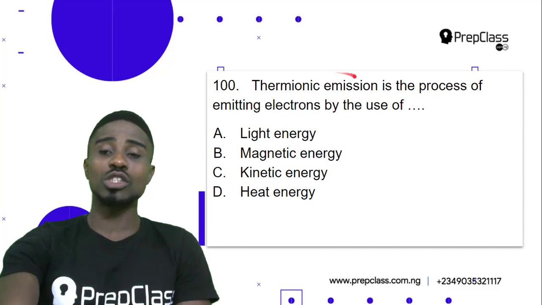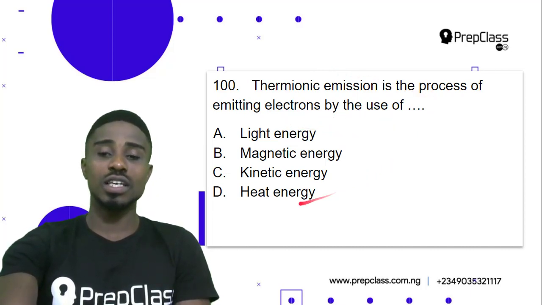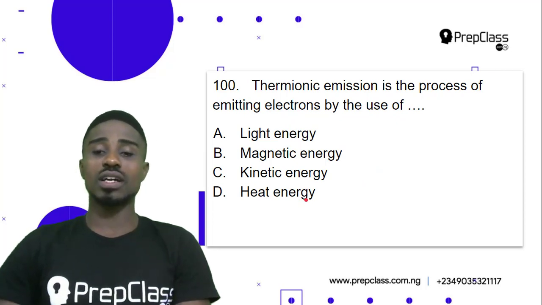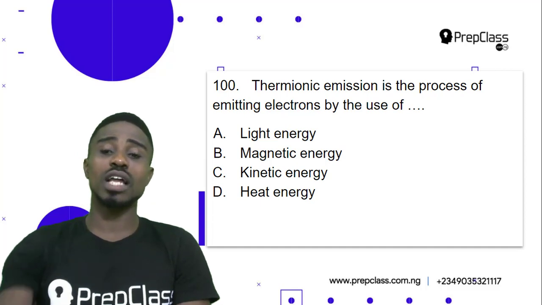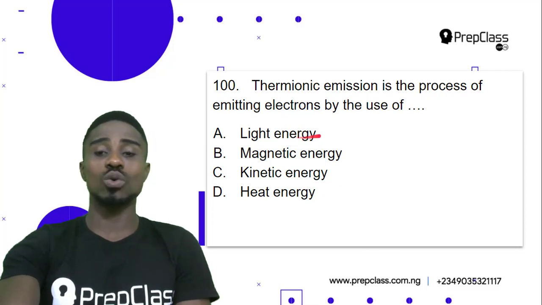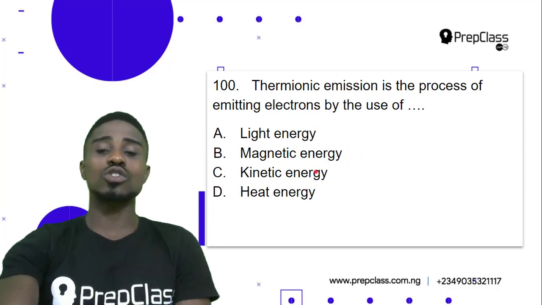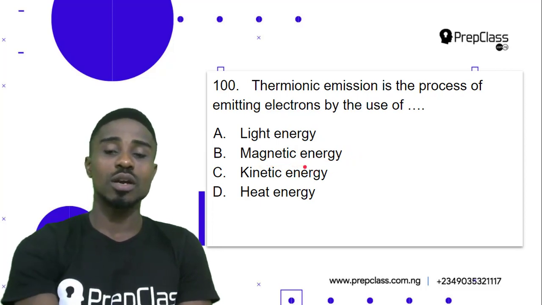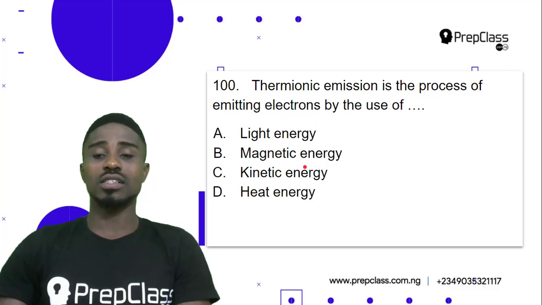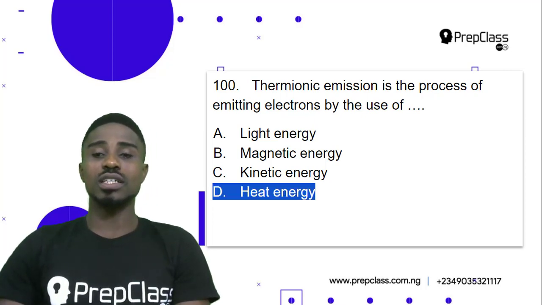So thermionic emission is the process of emitting electrons by the use of heat energy. That will be our correct answer. It's not light energy. If it was light energy, you would hear something like photo. So whenever you see photo, it pertains to light energy. So it's not light energy. Neither is it magnetic energy, and it is not kinetic energy, but heat energy. Let's check it out. Question 100, option D, heat energy, is our correct answer.